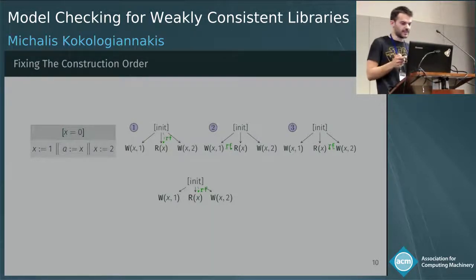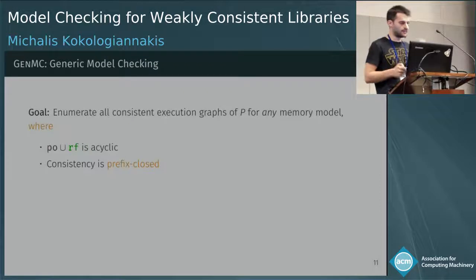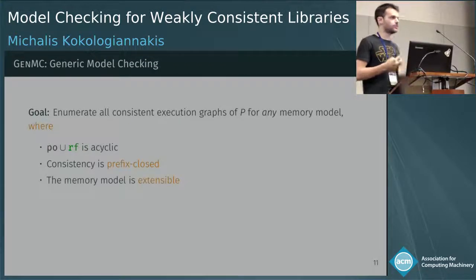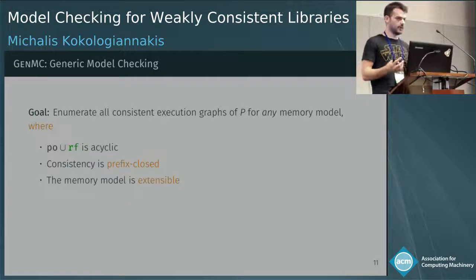But the thing is that we need to know that this procedure that generates all graphs with a fixed order will not get stuck. And this brings us to our third assumption of the memory model. We need to know that the memory model is extensible. Or in other words, that when you're adding a read in a graph, there will be a place for it to read from, or equivalently, that the operational semantics of your memory model will not get stuck. So these are our three assumptions.